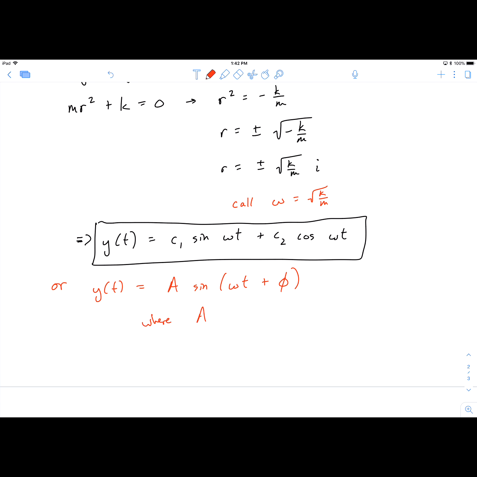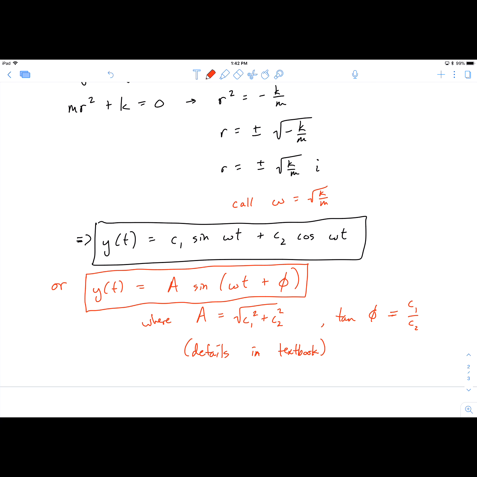And the connection between these two is that a is going to be the square root of c1 squared plus c2 squared. And the tangent of this phi, this angle that relates to the phase shift, equals c1 over c2. Again, I'll leave the details out here just to avoid too much complication, but the details are in the textbook. You can look those up. We're more interested in using this. That's really a pre-calc problem to convert one into the other, so I'll leave that alone. But you can also write the solution this way. So whichever is more convenient, we'll take advantage of as needed.